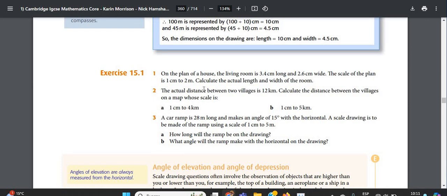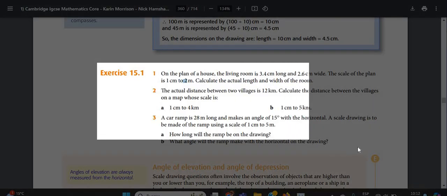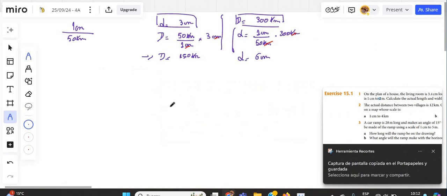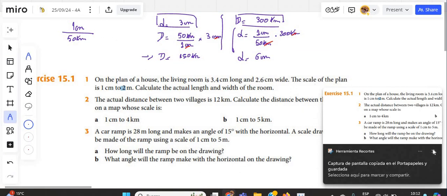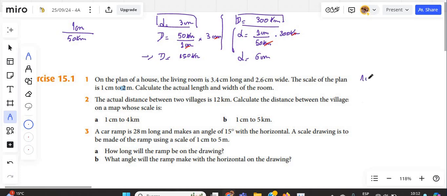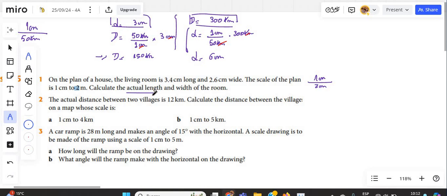You have exercise 15.1. On the plan of the house, the living room is 3.4 and 2.6. The scale of the plan is 1 centimeter to 2 meters. So the scale is the ratio. This means that 1 centimeter in the map is 2 meters in real life. And it says calculate the actual length. The actual length is the real length, the length in real life.